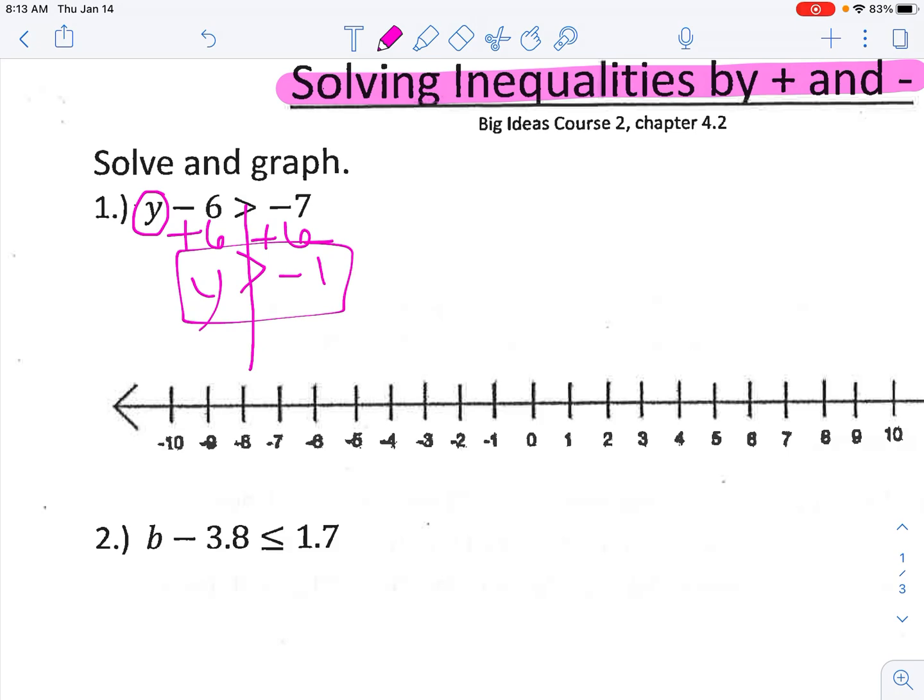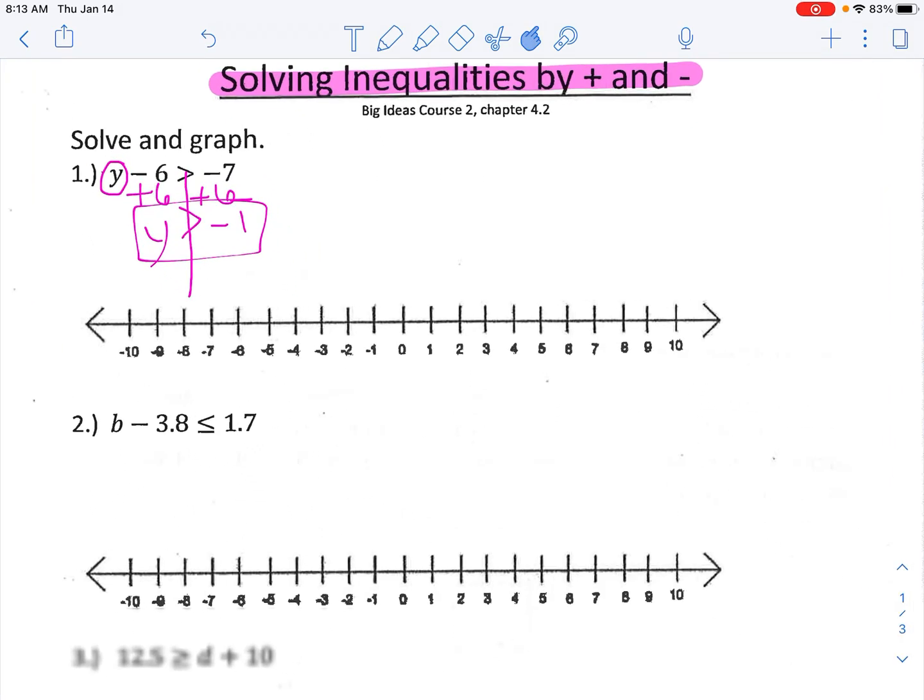Okay, so we've done the first part. We just solved it. We haven't graphed it. Now, you do not have to substitute and check with an inequality because there are an infinite number of solutions that could replace y. So after you solve an inequality, all you have to do is graph it. Remember, the first step to graphing is we're going to find negative 1 and put a circle. We're going to look at the direction in which the greater than arrow goes. That would be to the right, so we're going to darken that line going to the right, and darken the arrow.